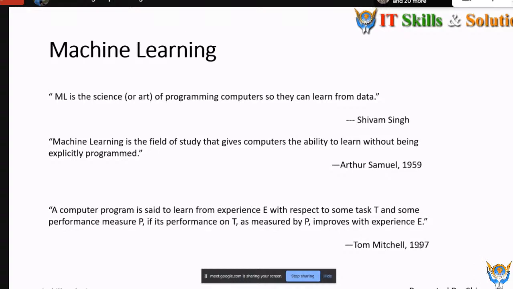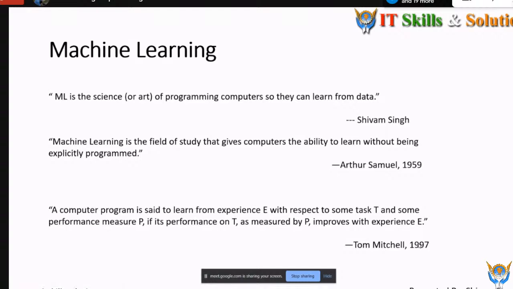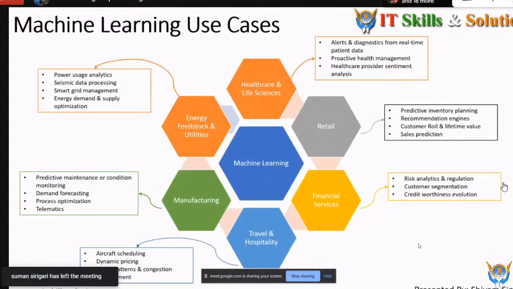If its performance on T improves, so if your algorithm is working well, and definitely, as your data increases, the main thing in machine learning is your data. As your data keeps increasing, your performance will keep getting better. So it improves with experience. This was the definition given by Tom Mitchell in 1997. I think both definitions are clear to all of you. If you need anything, write in the chat box. So this is all about the definition of machine learning, which was given by some very experienced teachers and professors.